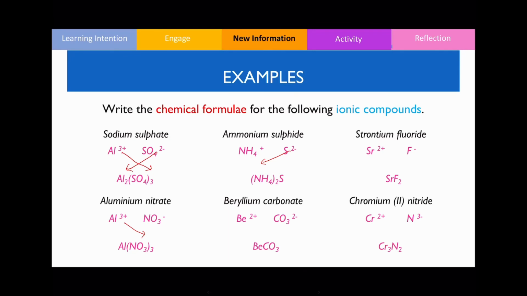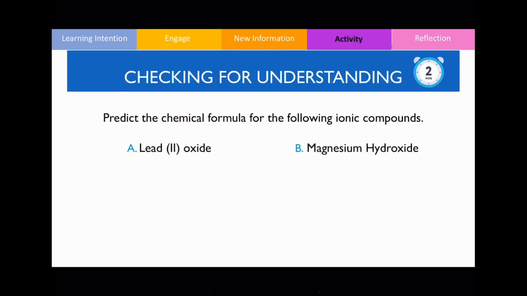Now what I'd like you to do is answer these 2 questions over here. Give yourself 2 minutes, and then we'll compare our answers together. If you've done this successfully, lead 2 is going to be Pb2+, oxide is 2-. Do the CRISS-CROSS, and because these have identical charges, they cancel each other out. They're already neutral because of the net charge of 0. So it just becomes PbO.